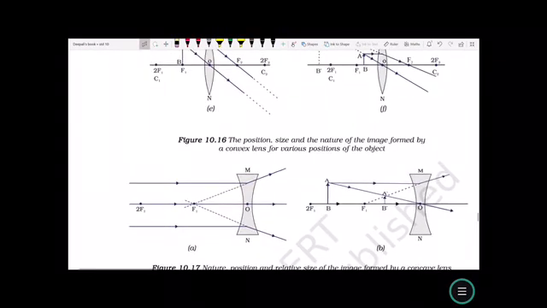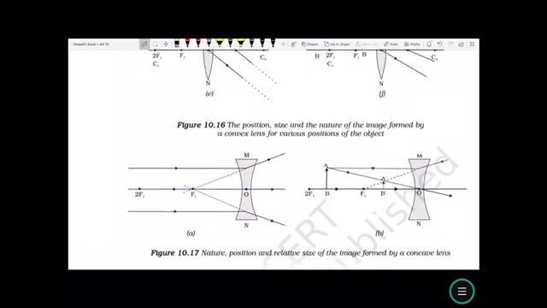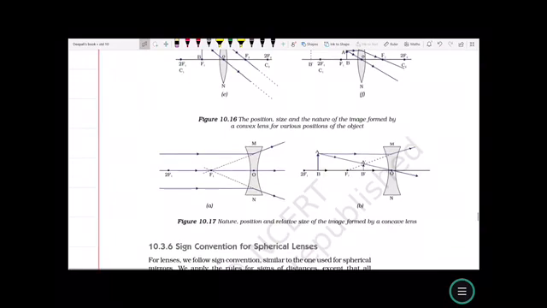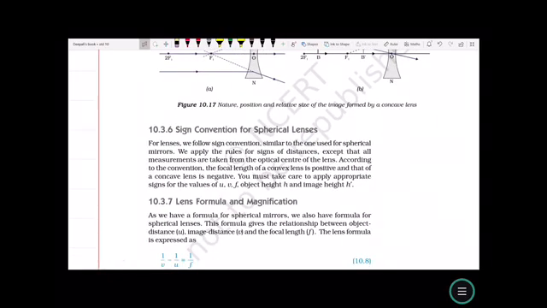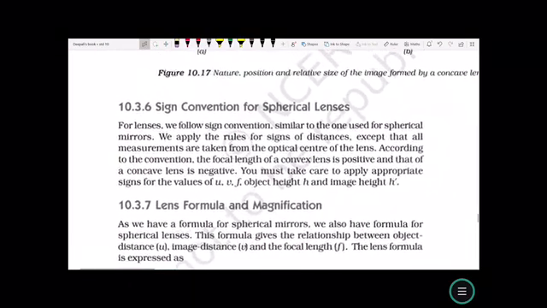Now when you have a concave lens, for an object at infinity the image is formed at f, and if the object is anywhere between infinity and O, the image is always formed between f1 and O. That is the position of the image formed by concave and convex lenses and the characteristics of the image. That table is very important to be learnt.